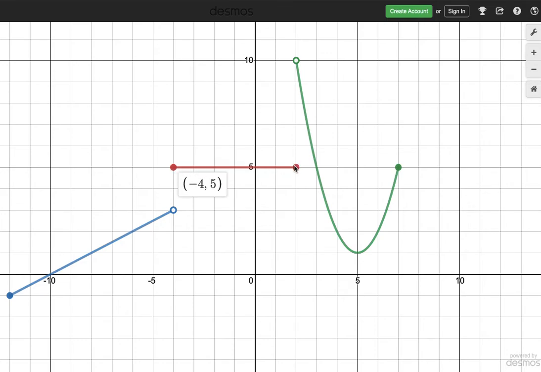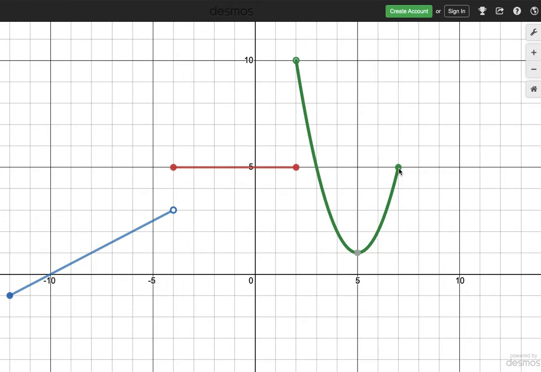It's defined at both of its endpoints, negative 4 and 2. So although the blue part of the graph, the linear part, was not defined at negative 4, the red one was. So this defined point kind of plugs the hole of this one right here. And then we have a quadratic.